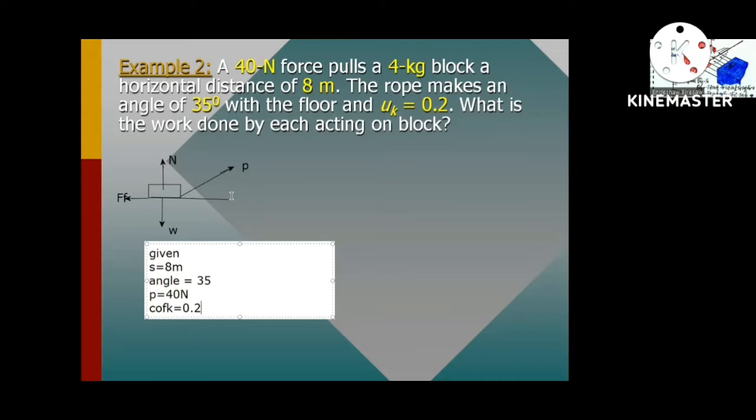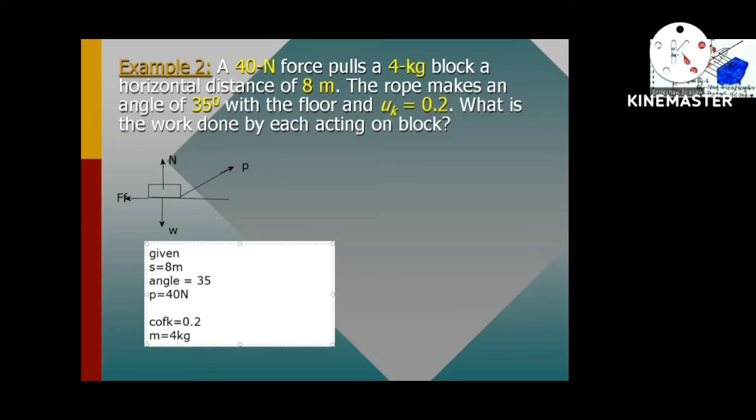This is the given quantity. Also mass. Another mass is M, which is given by 4 kilogram. Then we must resolve P. There is P cos theta, and also there is P cos theta. We can say this is the normal force, which is equal to Px.